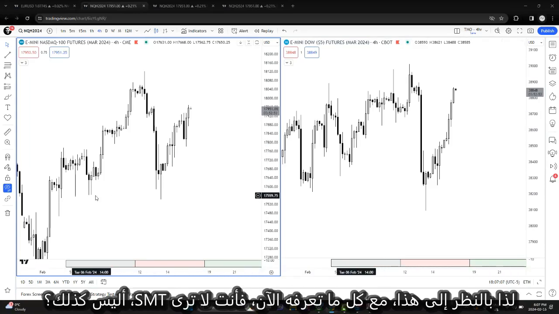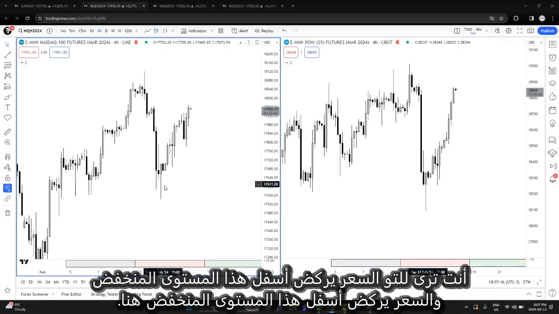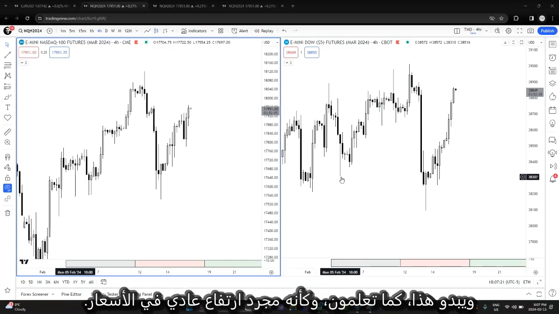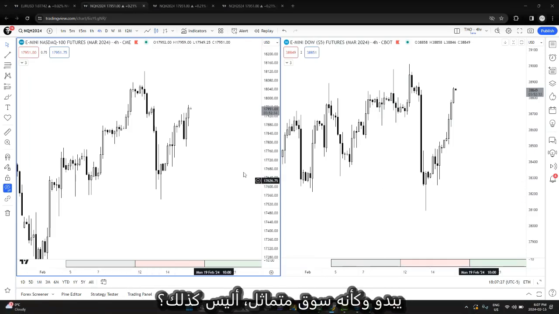So looking at this, with everything that you know now, you don't see SMT, right? You just see price running below this low and price running below this low right here. And this looks like, it just looks like a normal price run. Looks like a symmetrical market, right?